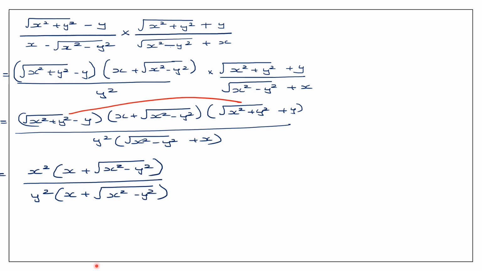We've come to the final simplification. Now here, can you see x plus the root of x square minus y square in the numerator as well as in the denominator, and since it is multiplication, we can cancel both these. So when you cancel, what is left? We have x square by y square. This is the simplified expression. This is our final answer.